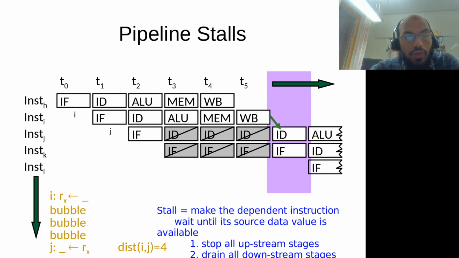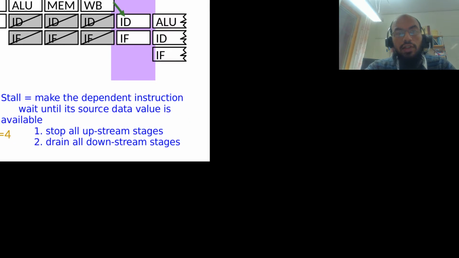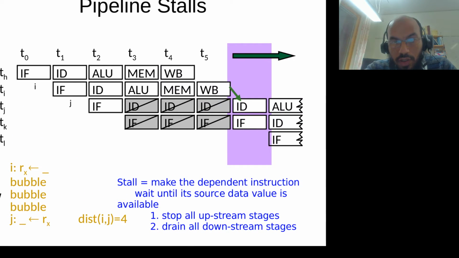Okay? So this is what I was talking about. Now all of this has to wait. You have to stall here. So you make dependent instructions wait until its source data value is available, until the data that it needs is available, which is kind of related to the concepts that we have in multi-threading. You need to wait until the thread is actually ready.